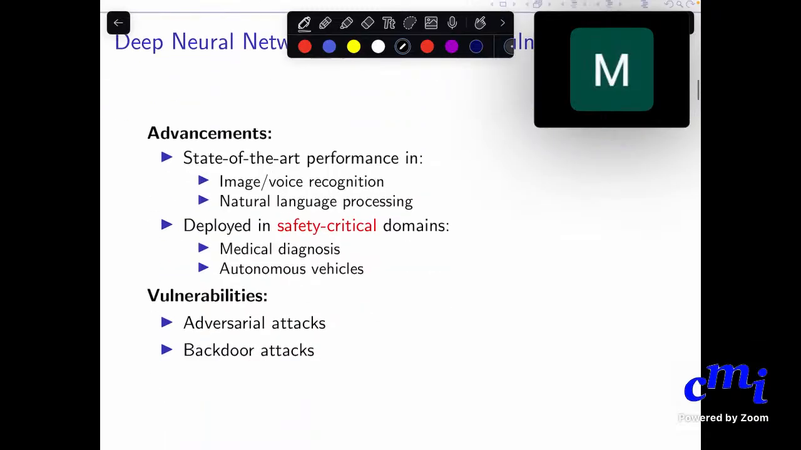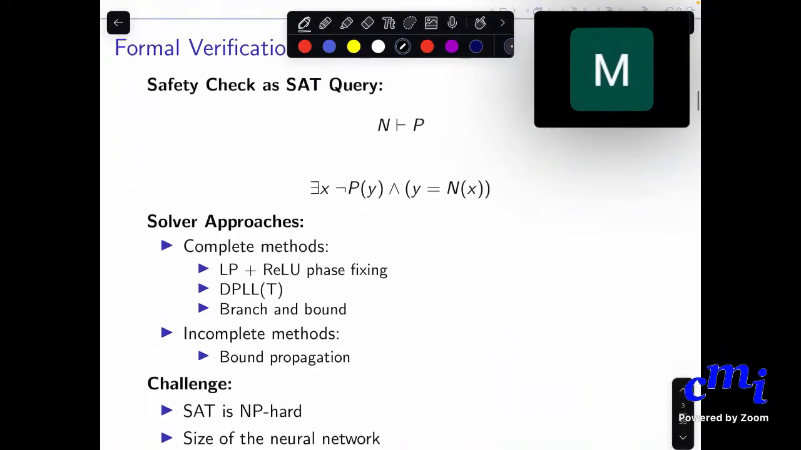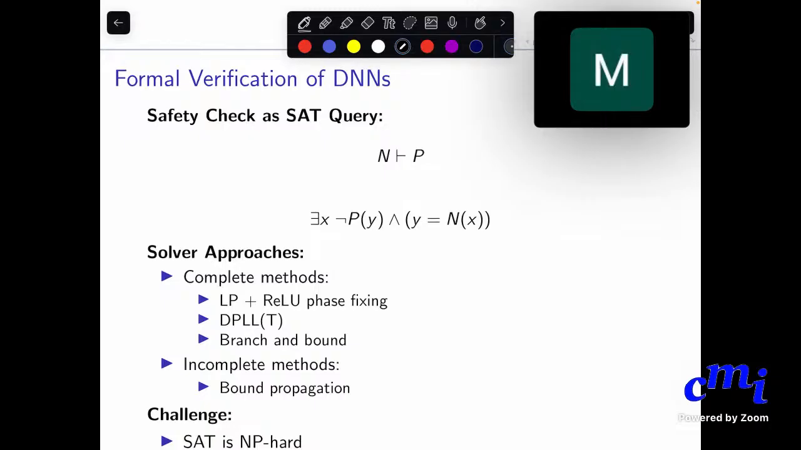In the safety critical domains, when DNNs are used, we need some sort of verification, and one of them is formal verification, because of vulnerabilities such as adversarial attacks and backdoor attacks. So to have some form of verification, today we'll proceed with formal verification of DNNs.